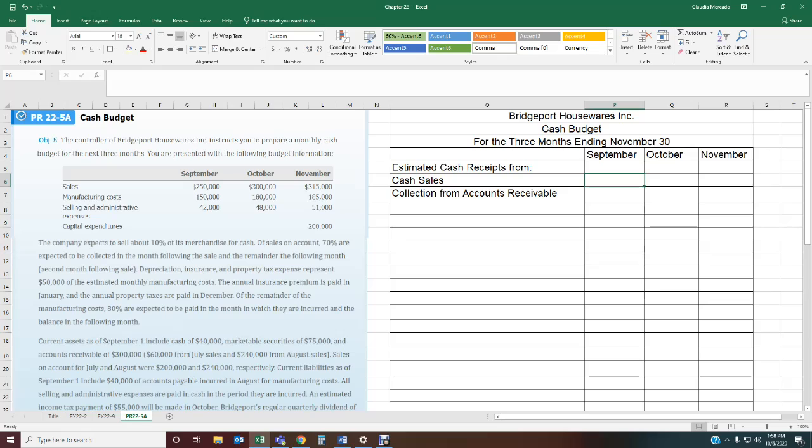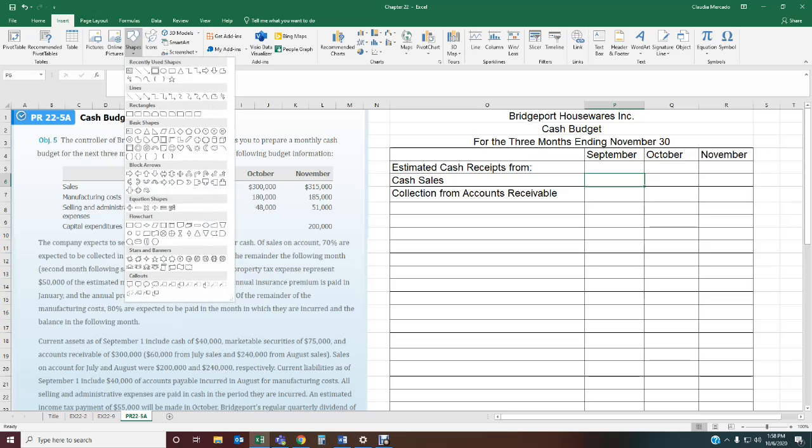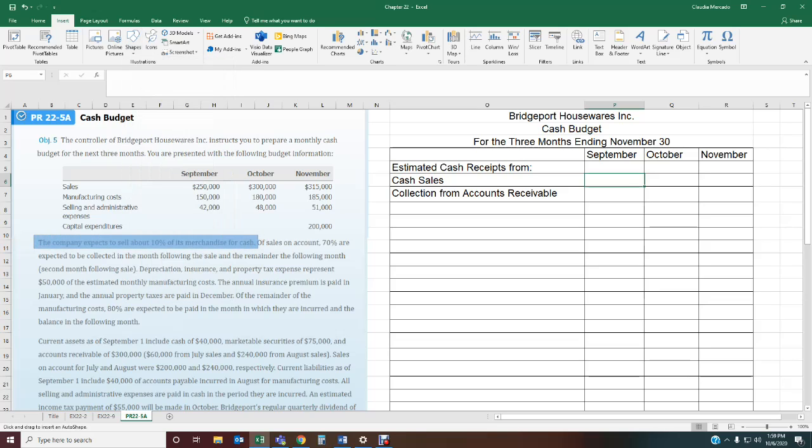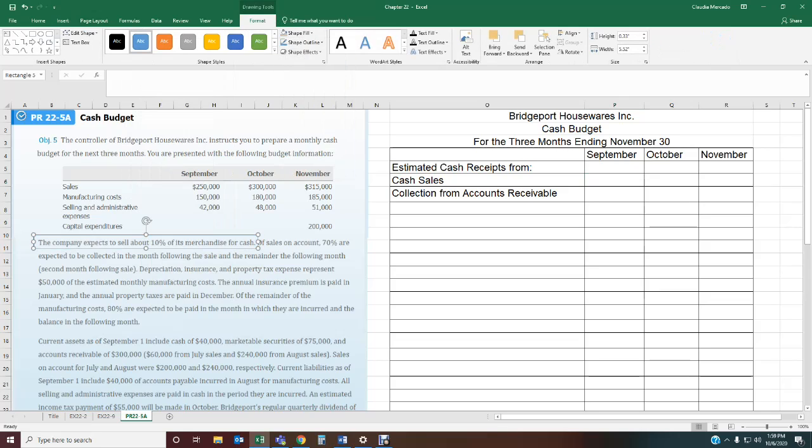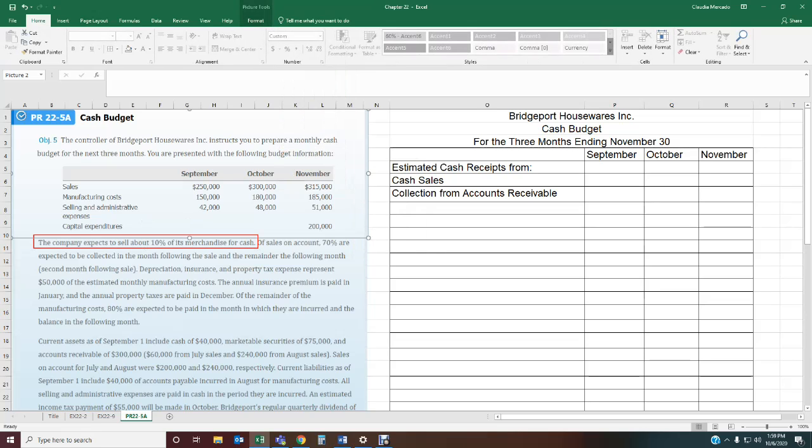Your cash sales, it says here that the company expects to sell about 10% of its merchandise for cash. Very important right here, because we know that of our total sales amount, 10% are going to be cash sales. So I'm going to look at how much sales I have each of the months. I've got 250, 300, and 315,000, and my cash sales are going to be 10%.